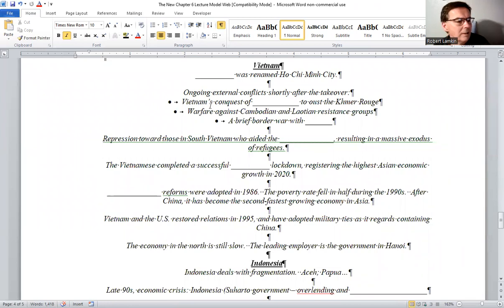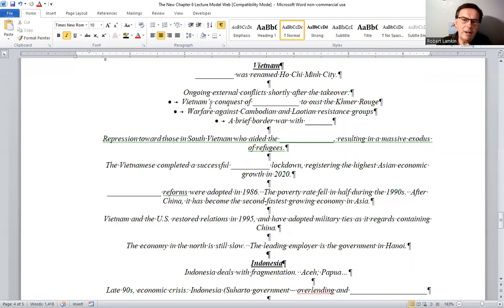Vietnam. Saigon was named Ho Chi Minh City. Ongoing external conflicts shortly after the takeover: Vietnam's conquest of Cambodia to oust the Khmer Rouge, warfare against Cambodian and Laotian resistance groups, and a brief border war with China. And here's your set of notes. Repression toward those in South Vietnam who aided the Americans, resulting in a mass exodus of refugees.